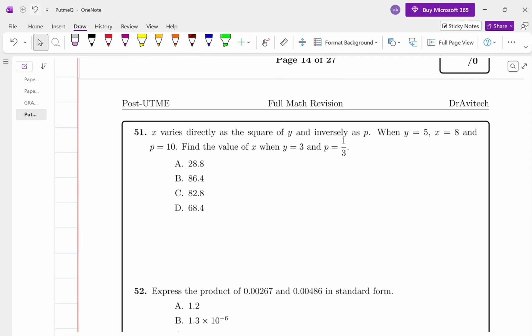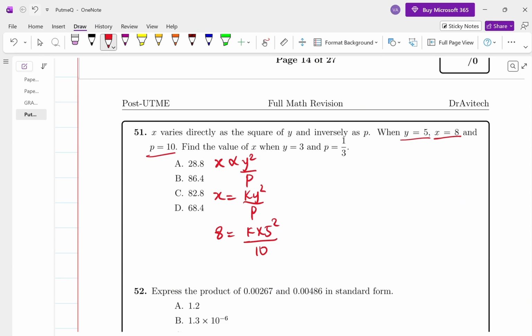So x varies directly as the square of y and inversely as p. So here's how it's going to be written. x directly as y squared, then inversely as p. Good. Now, x will then be equal to k y squared over p, where k is the constant of proportionality. X is 8, so this will be k times y is 5, so that's 5 squared, and then p is 10. So we're told that when y is 5, x is 8, p is 10.